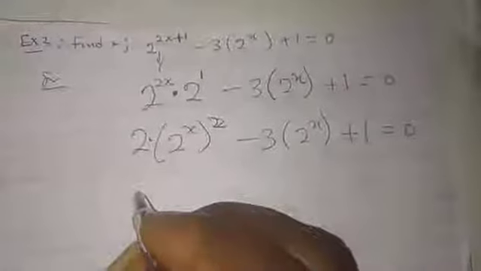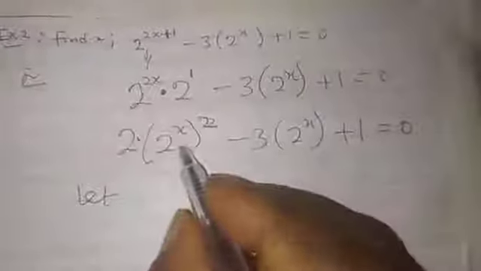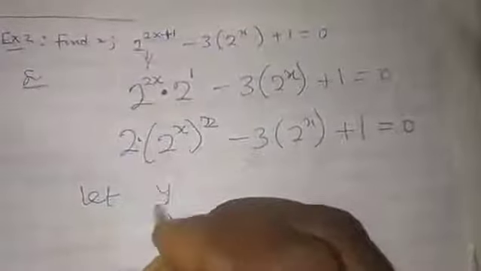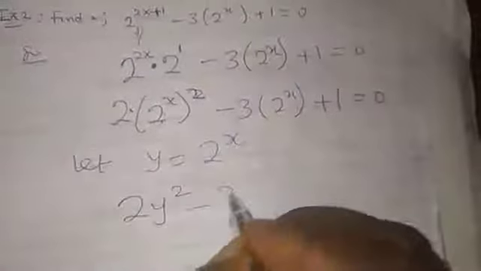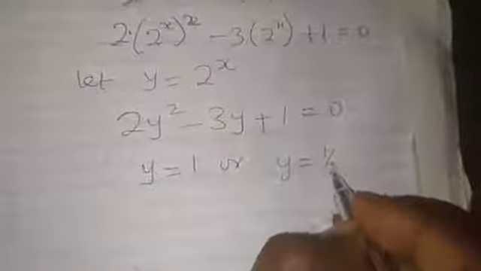to 0. So in this case, 2 raised to the power x is common, so I can let a letter, let me use y now, to represent 2 raised to the power x. So this equation here will become y squared minus 3 times y plus 1 equal to 0. This leads to a quadratic equation, so you need to solve the quadratic equation. By solving it, you should get y is equal to 1 or y is equal to 1 over 2. But that is not where we are going.